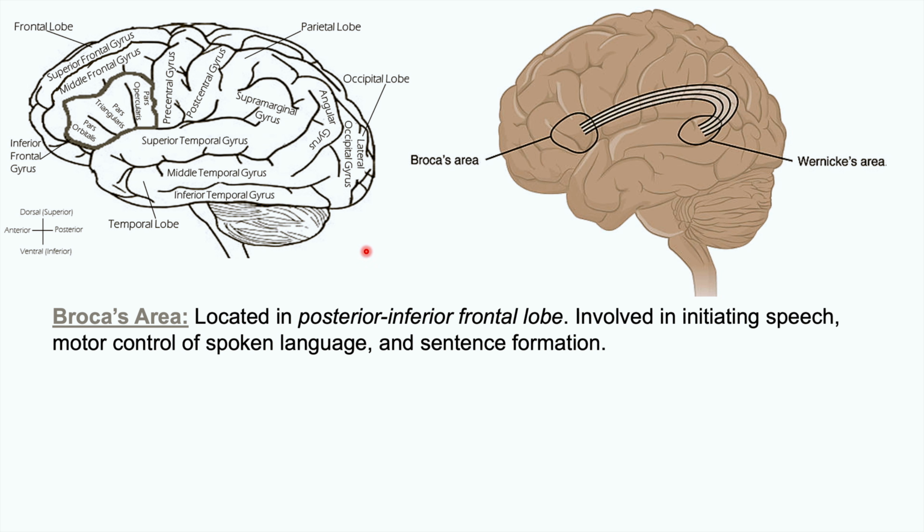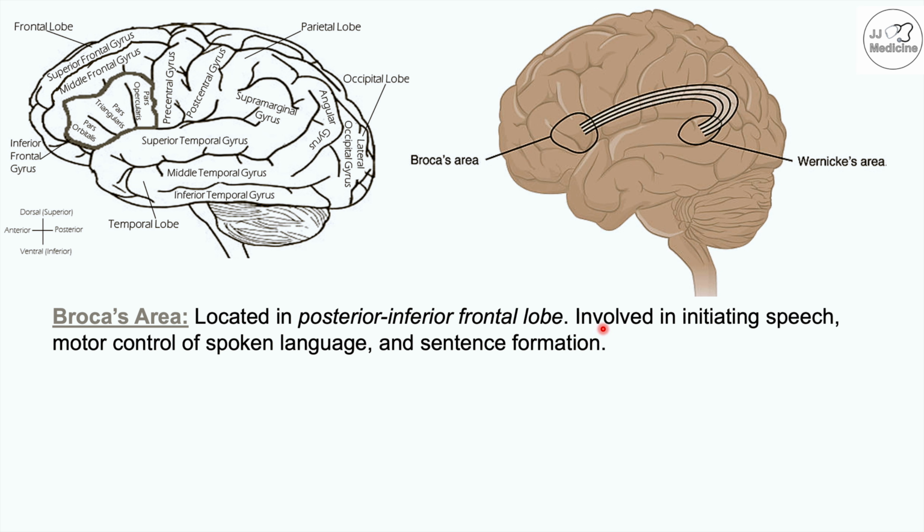Broca's area is located in the posterior inferior frontal lobe. So if we were to look at the brain, this is the anterior of the brain, or the front, toward the front, and this is the posterior toward the back. Here is the inferior aspect of the brain, and here's the superior aspect. So Broca's area is in the posterior inferior frontal lobe. So this is the frontal lobe here. It's going to be in the posterior part of the frontal lobe and the inferior part. So it's going to be located in and around this area here.